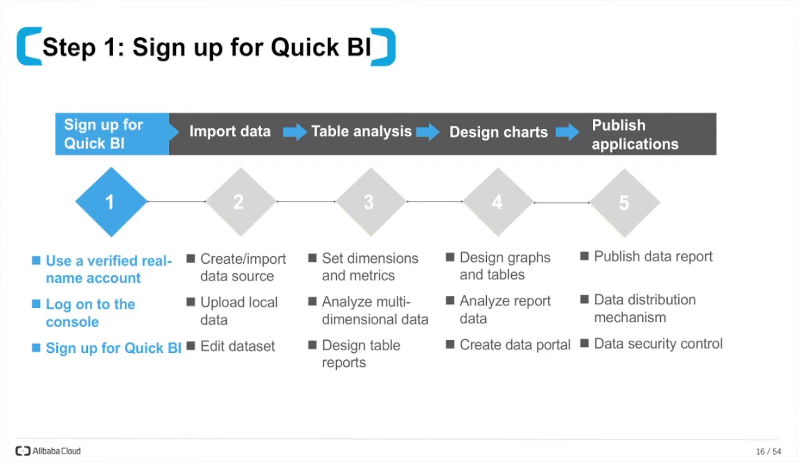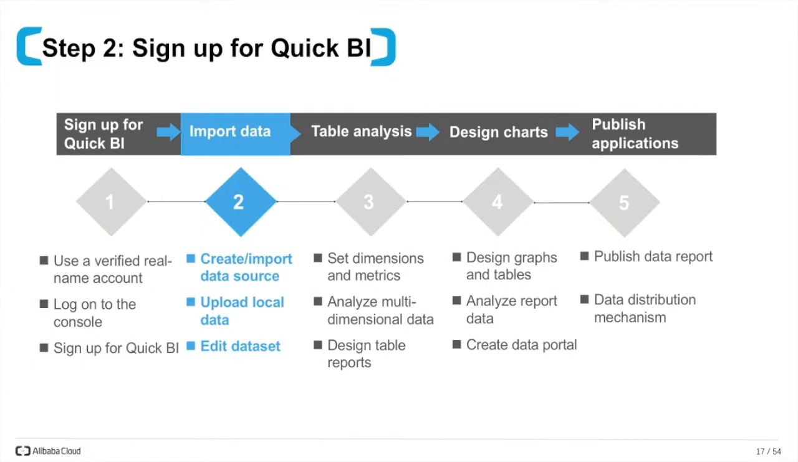Then the second step you need to do is to import the data. Definitely without any data, you cannot do anything, right? So now you need to decide what kind of data source you want to choose, maybe a local file, maybe from RDS. Then you define your data source, you begin to upload the local data, all those kinds of cloud data to QuickBI to generate what we call the data set.